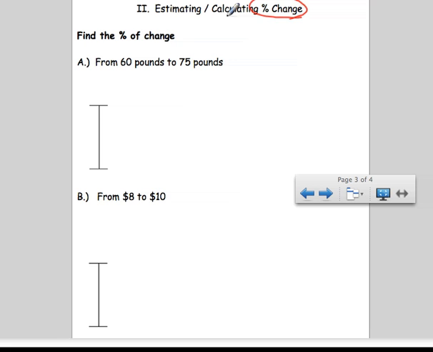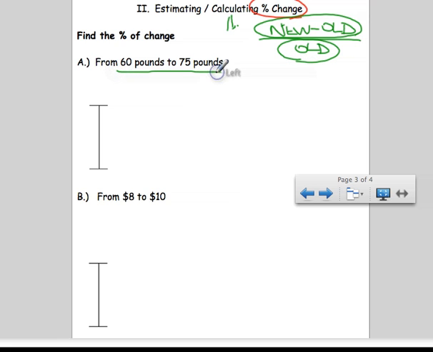So in order to calculate the percent change, what we're going to do is use this formula: new minus old over the original value. And so what we're really figuring out here is first, how much did it change divided by the original value. And so if something goes, let's say a body weight from 60 to 75 pounds, I know that 60 was the old value and 75 is now the new value, someone gained weight.